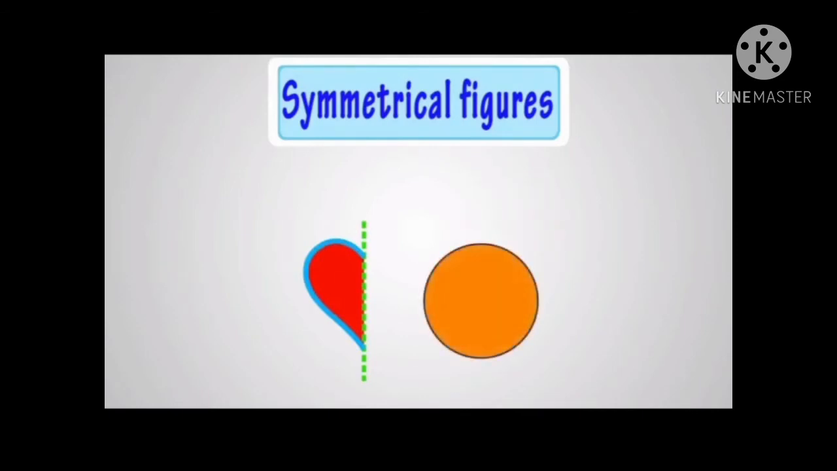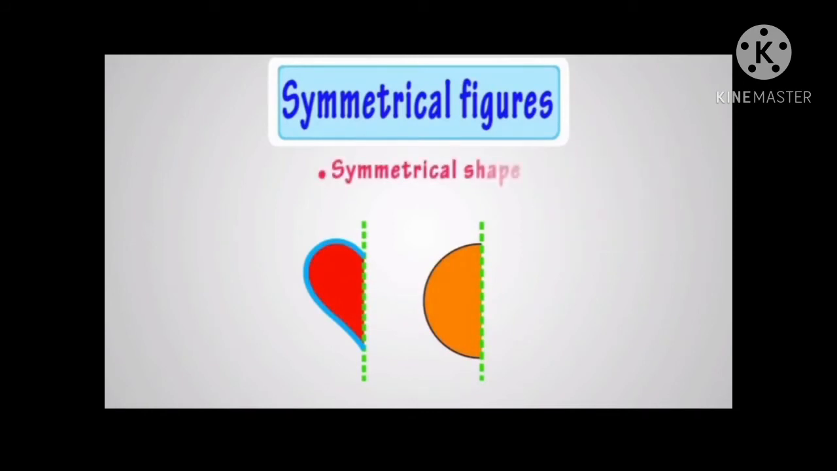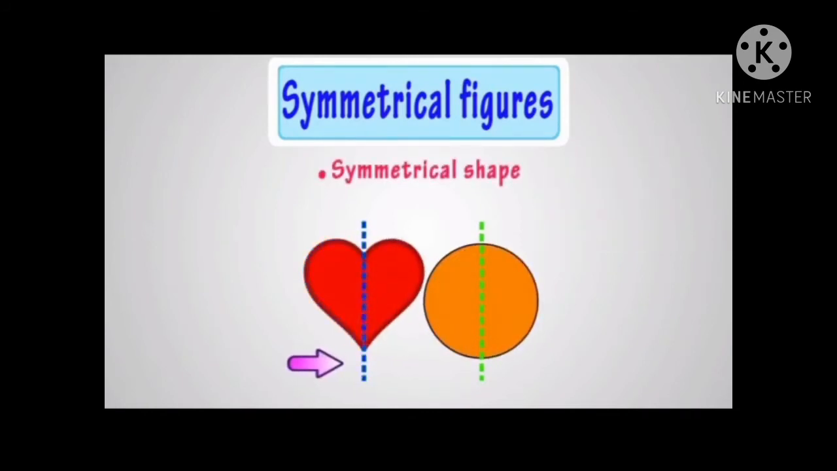And when you can fold a shape in half and 1 half exactly covers the other half, we can say that the shape is symmetrical. And the fold line is the line of symmetry. So this shape is a symmetrical shape. And this line of fold that divides the shape into 2 similar halves is the line of symmetry.